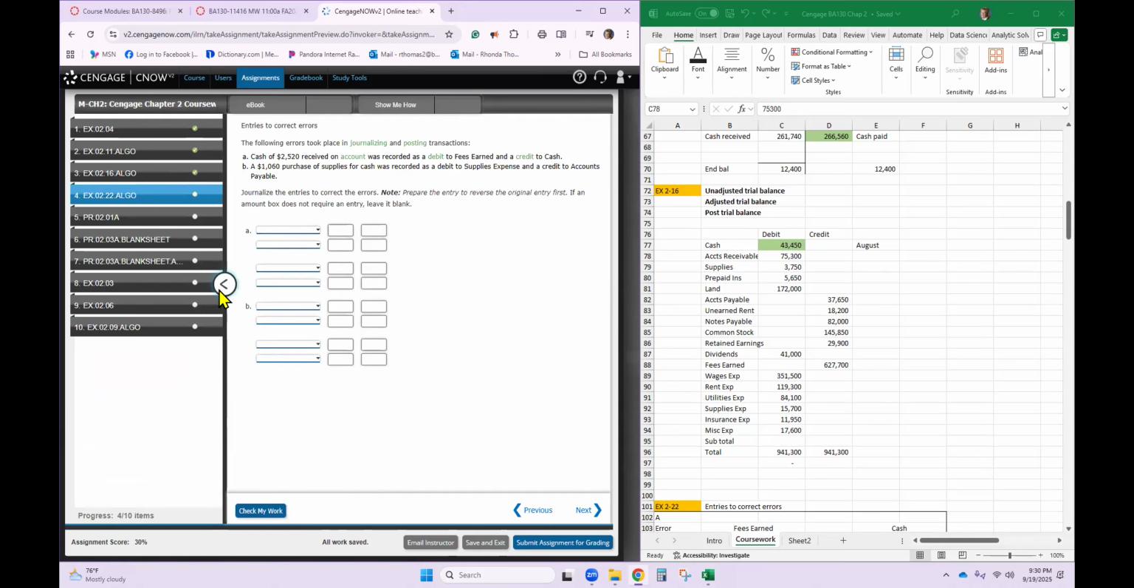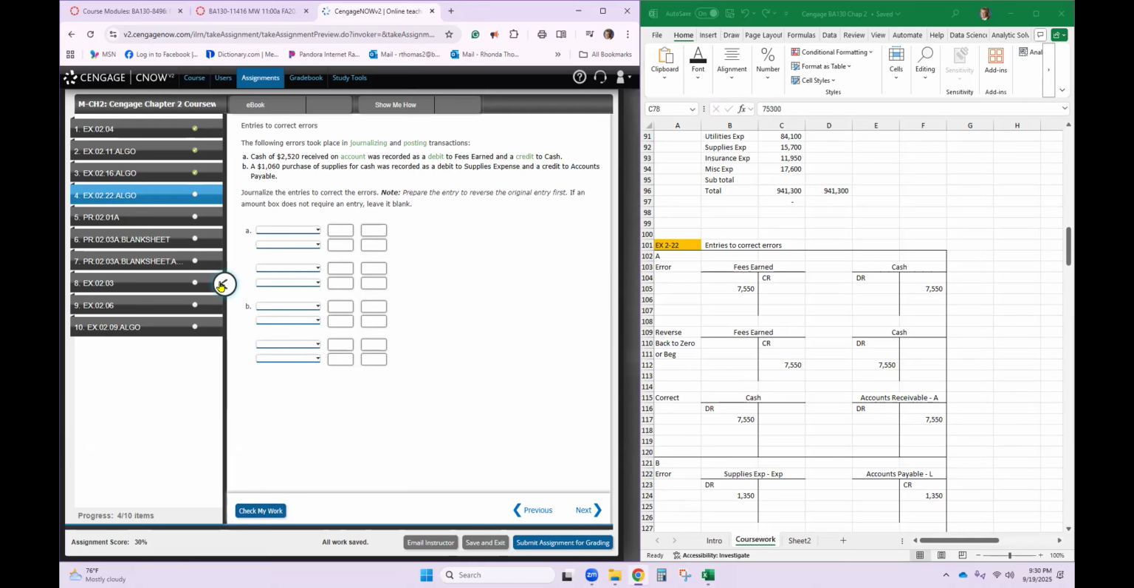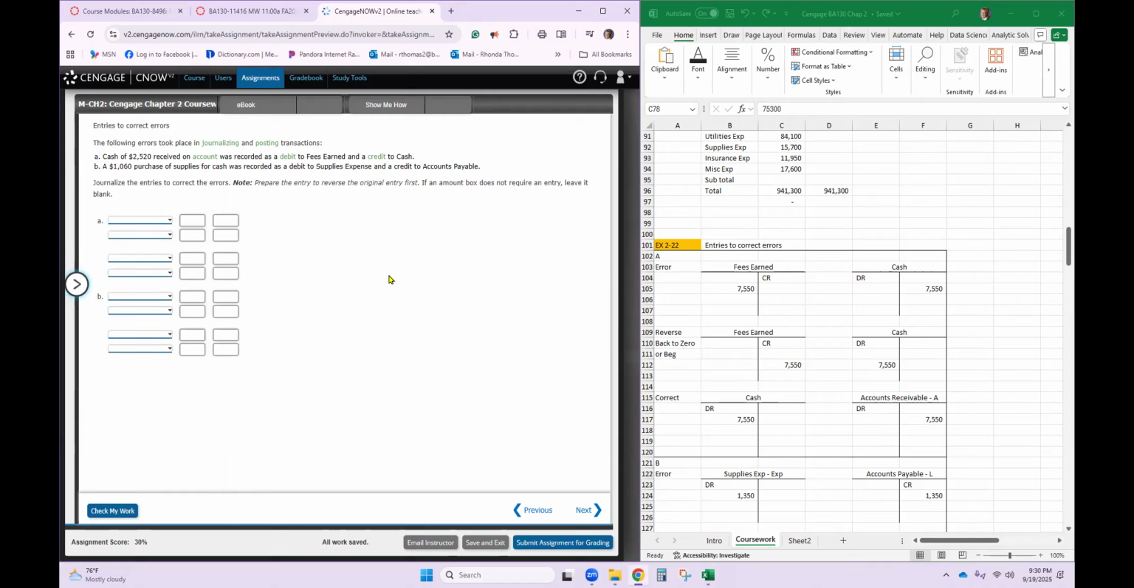Okay, here we go. We're going to do a few more correcting entries now. This example is better than the ones we had in the intro problem. So the following errors took place in journalizing and posting transactions. The first one is A. I'm going to create the error. It says that cash of $2,520 received on account was recorded as a debit to fees earned and a credit to cash. So let's create what happened. So here's the error, that way you can see what you need to fix.